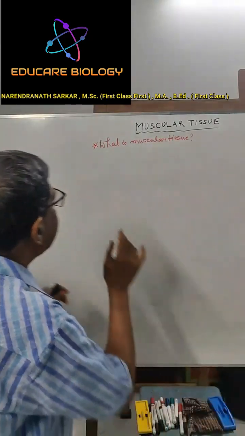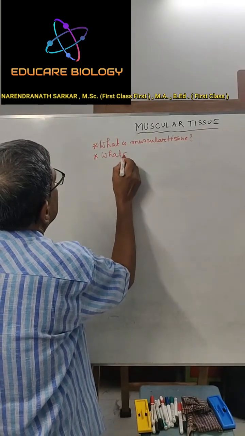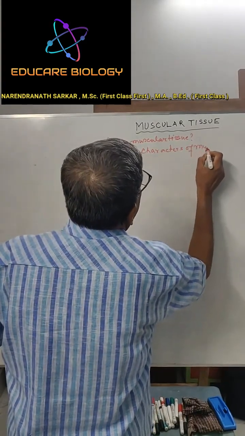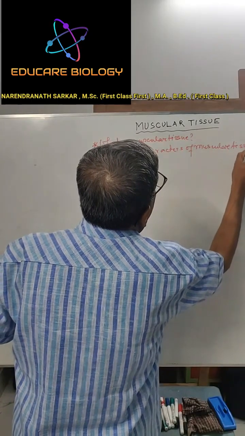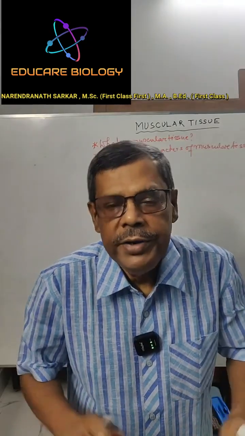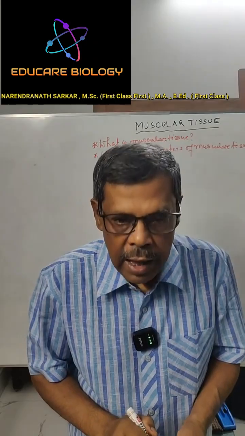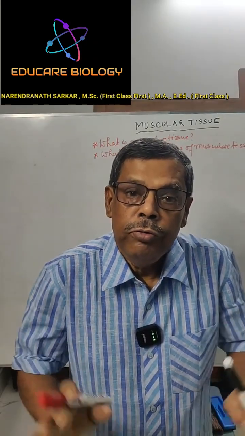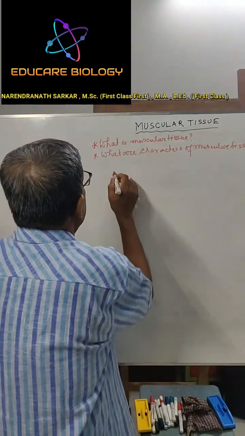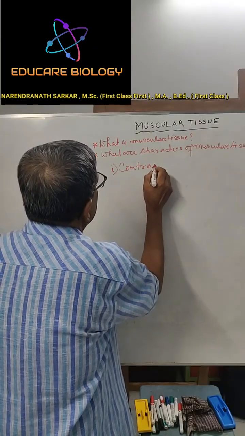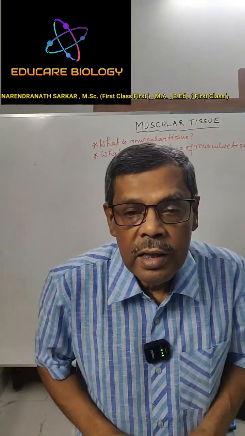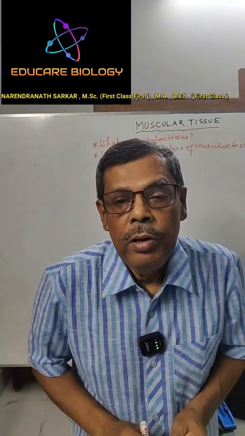Next, what are the characters of muscular tissue? The muscular tissue may be called the tissue which shows the property of contractility. Number one, contractility. Contraction and relaxation is the most important character of muscular tissue.